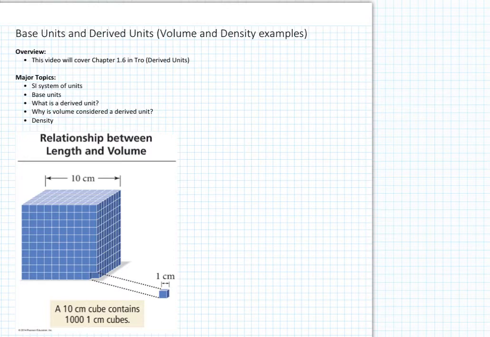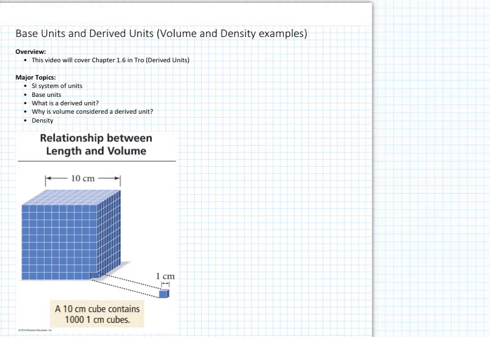The next video is not going to be about significant figures, but rather is going to be about units. This is going to be a really quick one. We're just going to talk about units, the importance of them, and then the difference between base units and derived units. An example of a derived unit is volume and density. So this is chapter 1.6 intro.